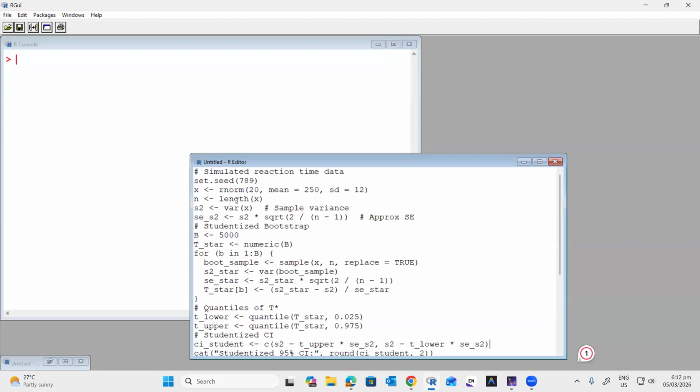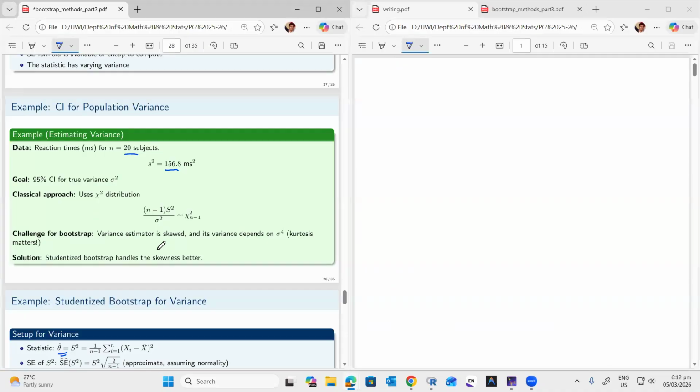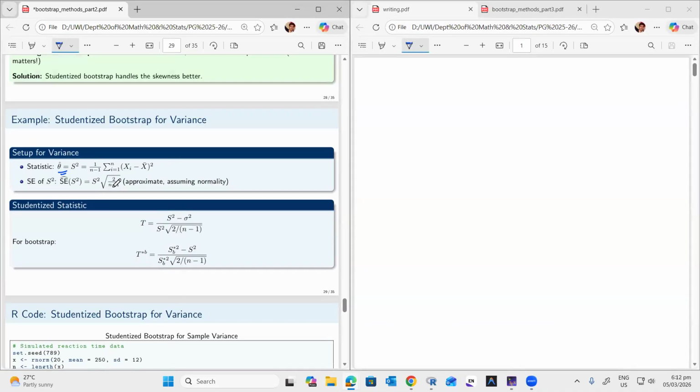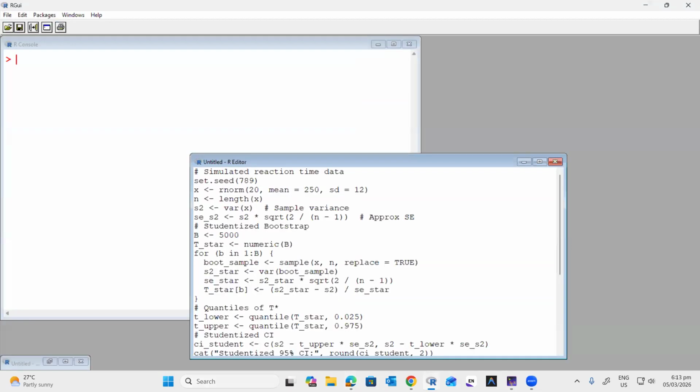n is defined as the length of our sample, and S2 is the variance of our generated sample. That will be our sample variance. After that, we will calculate the standard error. So in that one, the standard error from this formula was s square into square root of 2 upon n minus 1. So we used the same one, so s2 into square root of 2 upon n minus 1. Right. So we calculate all these things.